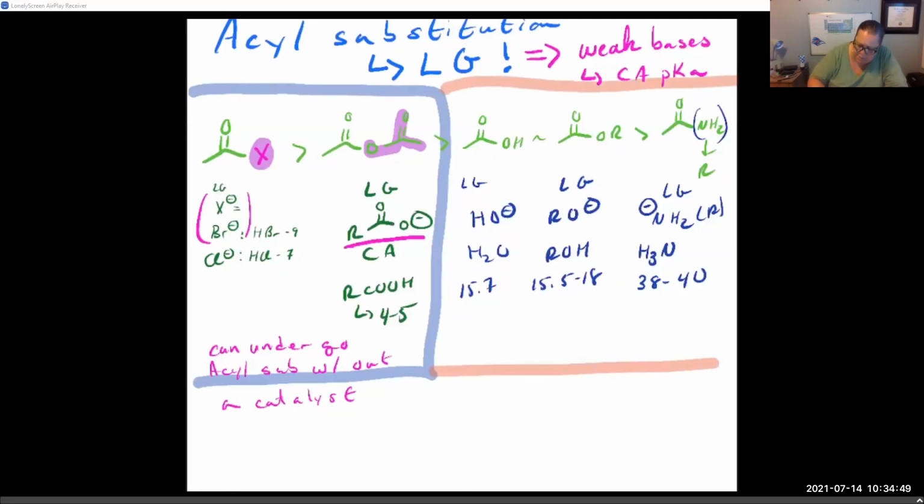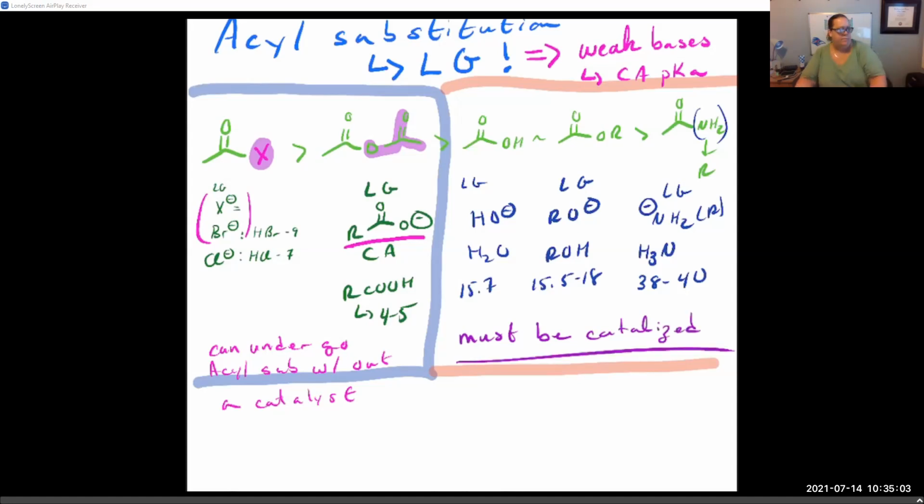carboxylic acid derivatives, they must be catalyzed. Because why? Because their leaving groups are horrible. Now what we are going to find though is a lot of these reactions, especially with the acid chlorides, acid halides, and the anhydrides, they're exactly the same.